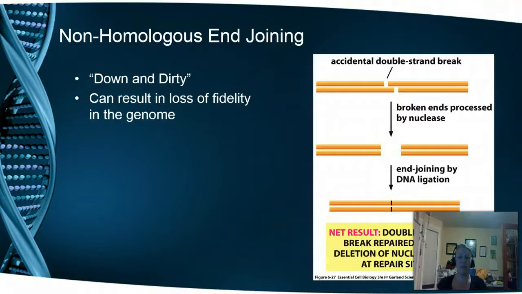What happens is that the nucleases will cut on both sides of the double-stranded break and then just sew the chromosome, or the DNA, back together. So we lose a chunk on either side, if you can see how that works. There's always a loss in this process, and it's a down and dirty way of fixing things.